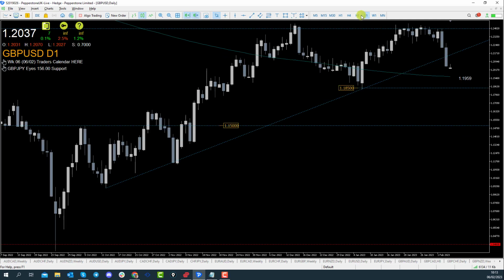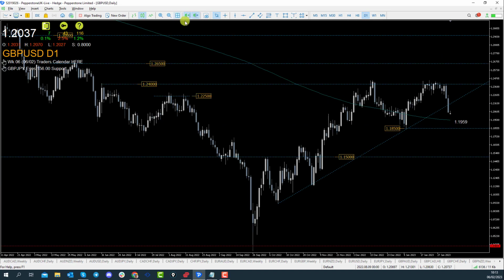If I go down to a lower time frame, so the daily time frame, you can see in a little bit more detail that we've got that nice aggressive close below this trend line support, which formed back in October. 1.1850 was a really strong area where price turned around and moved up to the 1.24 handle. So I'm almost looking to see if we're trading within a bit of a range here between that 1.1850 and the 1.24.